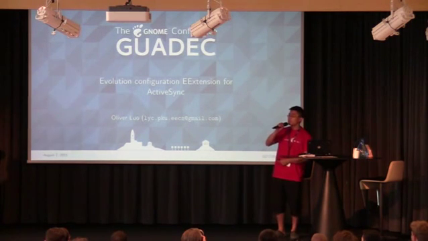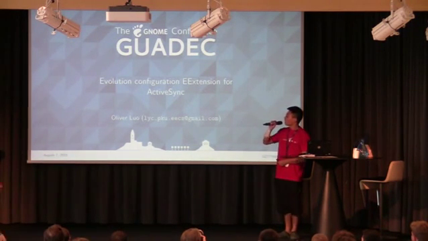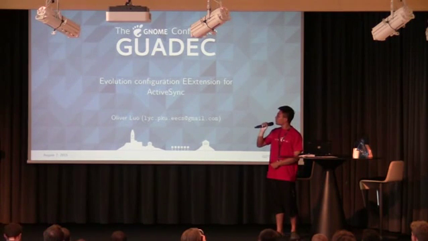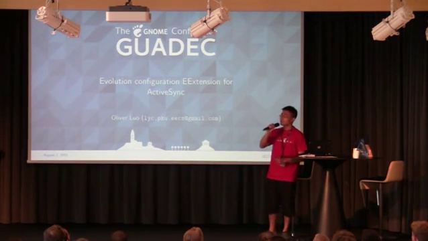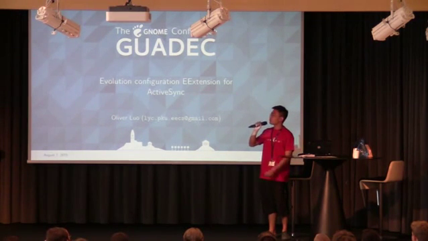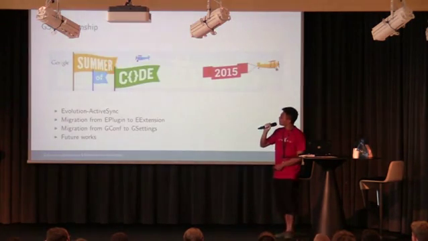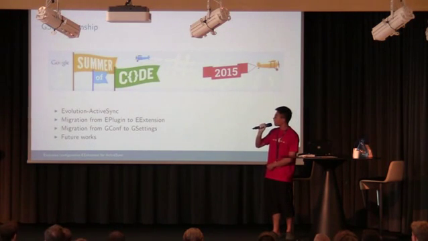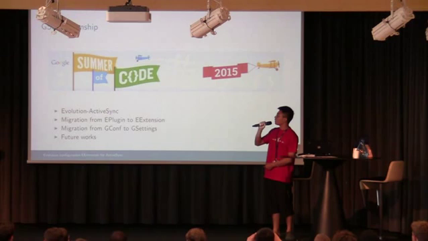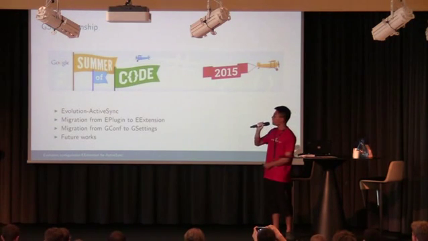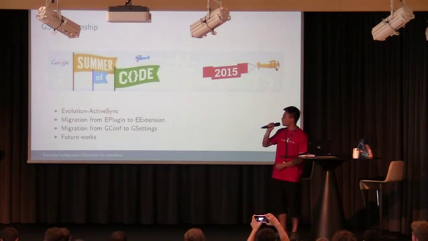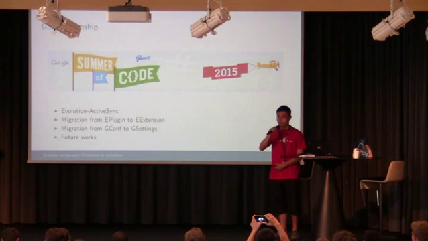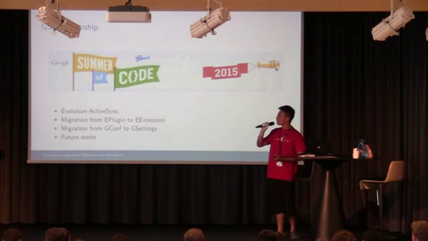Hi everyone, my name is Oliver Luo, and I'm one of this year's Google Summer of Code students, and I'm working on a tiny part of Evolution. My mentor is David Woodhouse, and he's not here today. So let me introduce my project. First, I'll tell you something about my project, called Evolution ActiveSync. Then something about my work, which is two migrations: from the plugin to the extensions and from gconf to gsettings. And last I will tell you something about our future work.